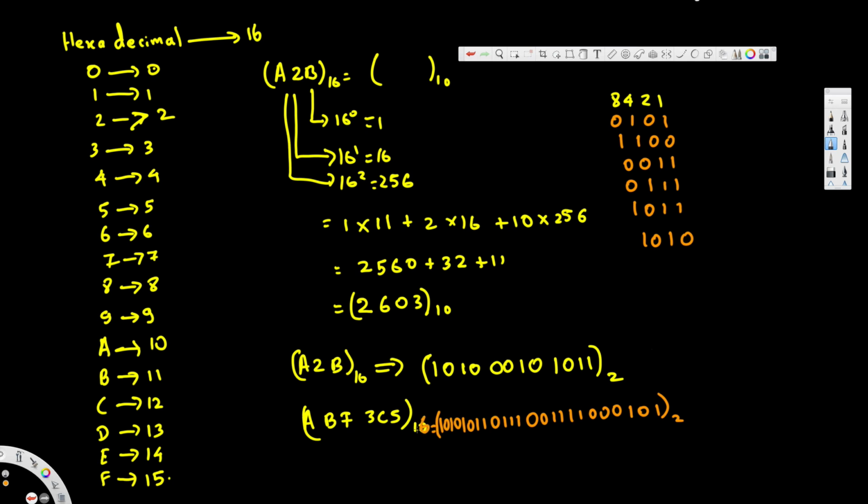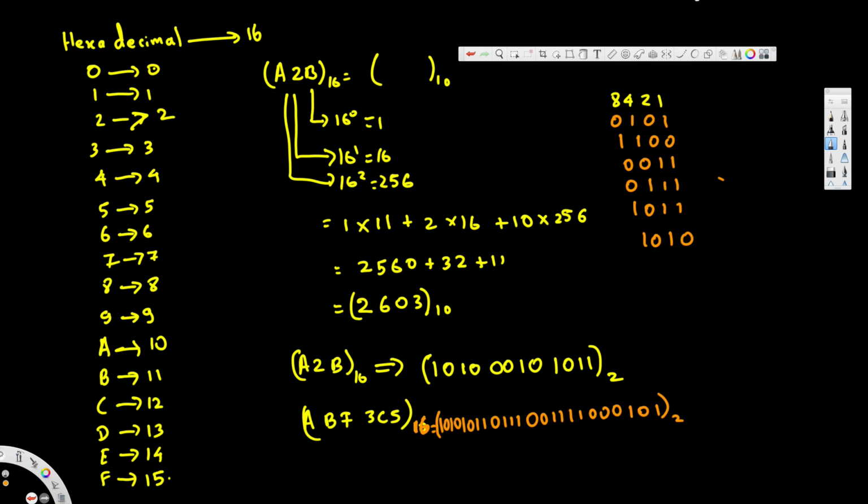This one is base 16, and we converted base 16 to base 2. For base 10 we cannot do it like this. We have to divide by 2 until we get 0 and then read the remainders. Okay, now we have done this one.